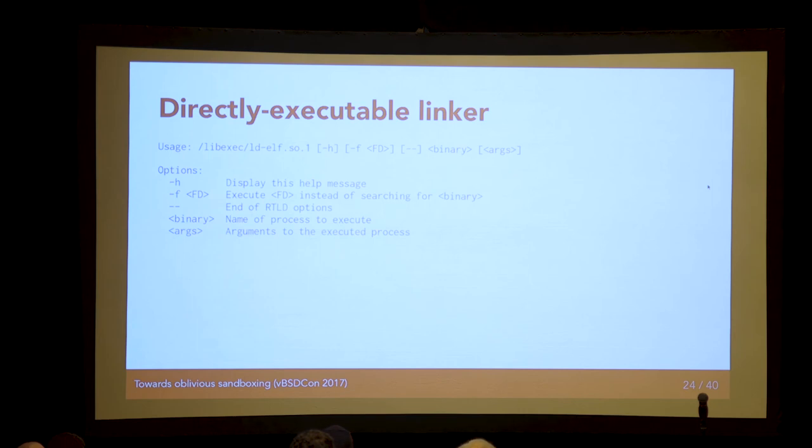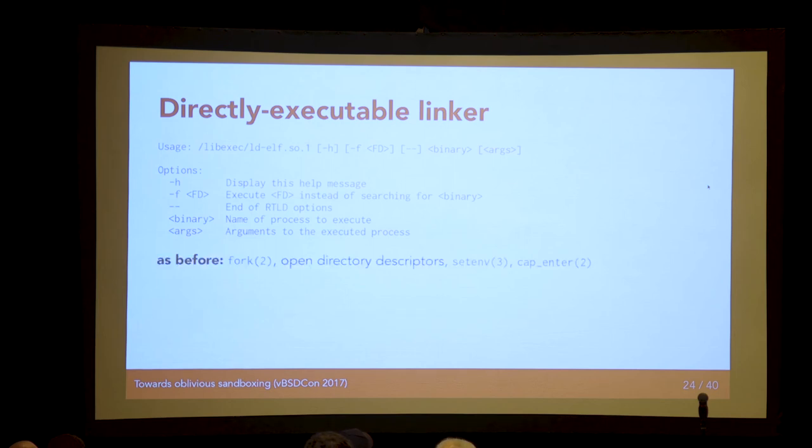So you can execute ld-elf.so.1. It will tell you here are some options you can pass. And something we added for Capsicum use for sandboxing is you can explicitly say, the thing that I want you to execute, dear RTLD, instead of a program that's already been mmapped for you by the kernel, instead of a binary that you can look up by path, is take this file descriptor that I've already opened for you. File descriptor 4 contains a binary, map that and run it.